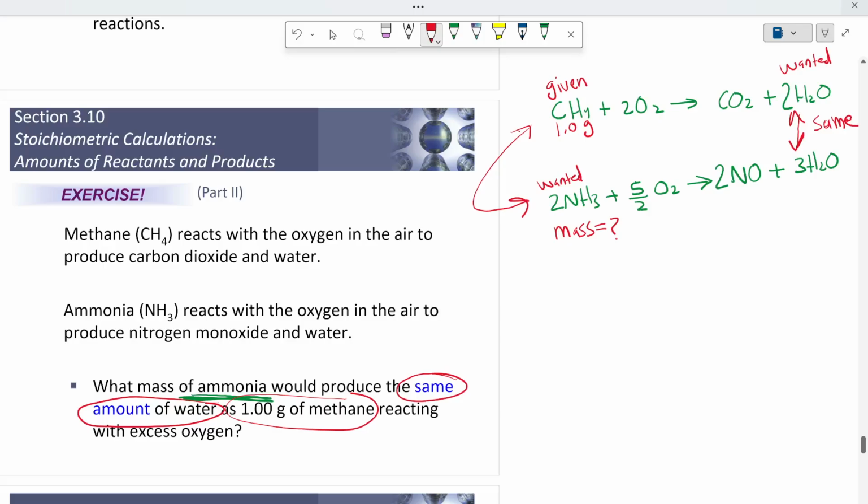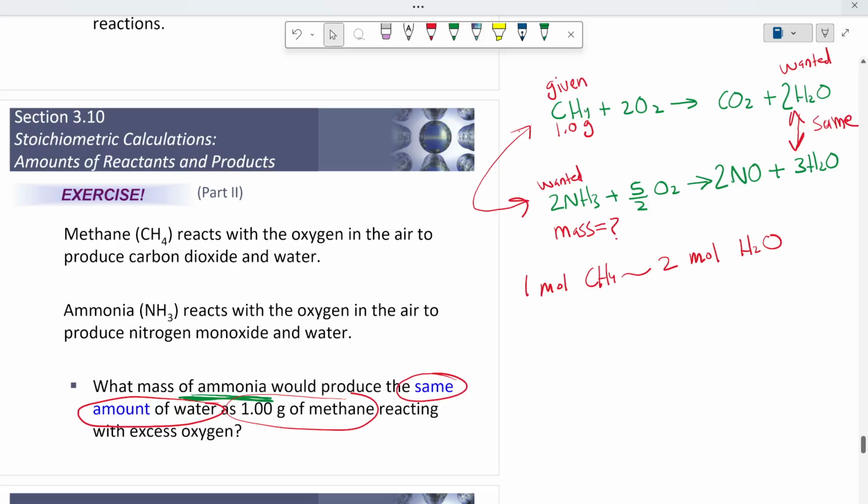The first step again is to determine the amount of water in the first equation. Then we can say that this amount equals the amount of water in the second equation. So water will be given after doing this step. And the last step is determining the mass of ammonia. So here, from 1 mole of methane, which is given, we produce 2 moles of water from the first equation.